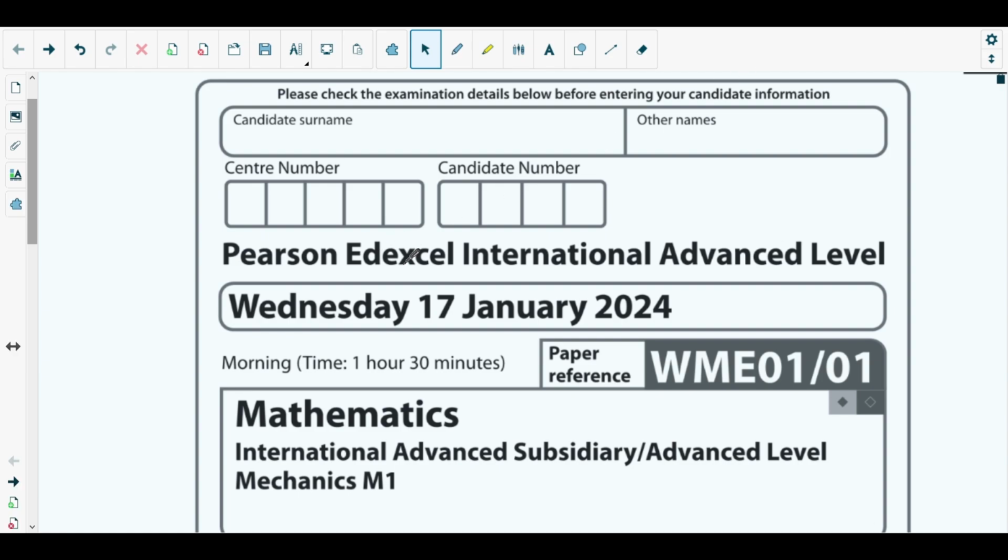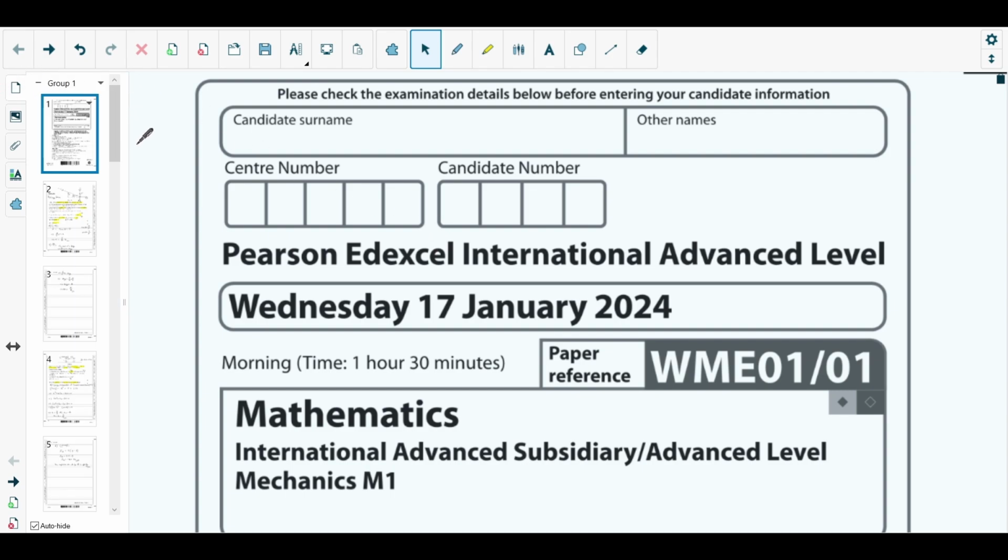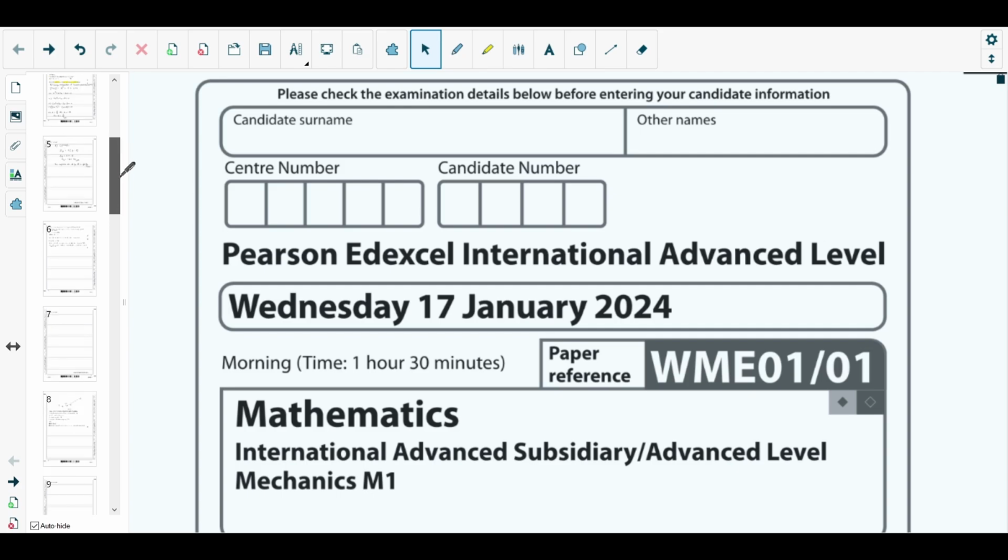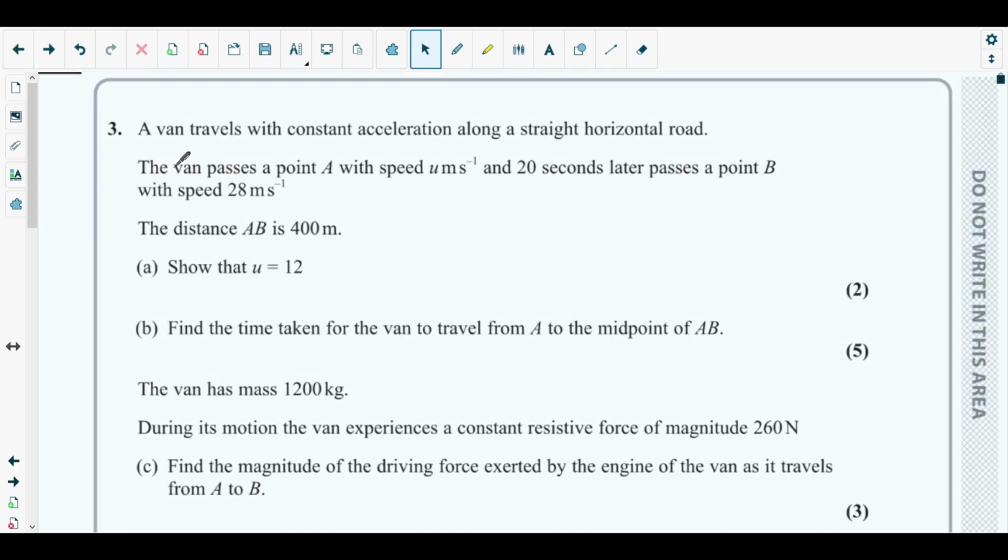So in this video, we will be solving the third question from the M1 January 2024 paper. Let's see what question number 3 from the M1 January 2024 paper is about.